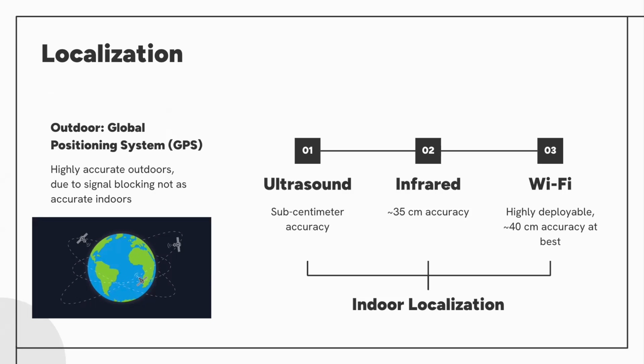Researchers are using radio frequency or RF systems in order to find out where you are. Three examples of RF frequencies that we're using are ultrasound, infrared, and Wi-Fi, which each have their own cost and benefit. But we're going to be focusing on Wi-Fi, and one thing to notice is that Wi-Fi is an awesome RF signal to use just because of how deployable it is, due to the fact that a lot of indoor spaces already are equipped with Wi-Fi.